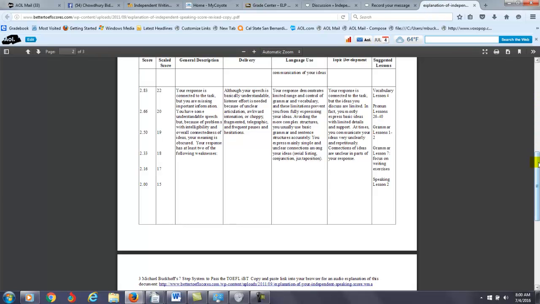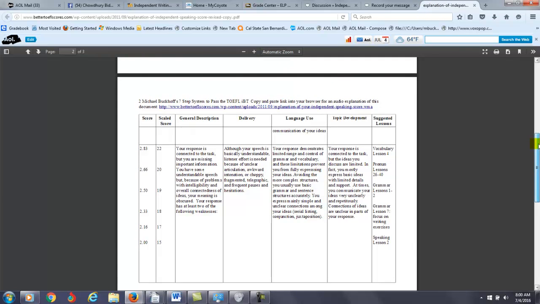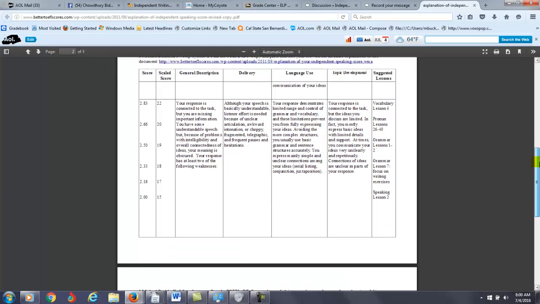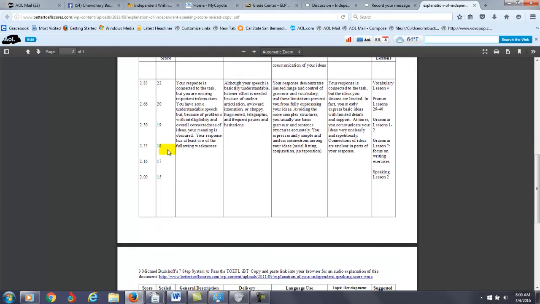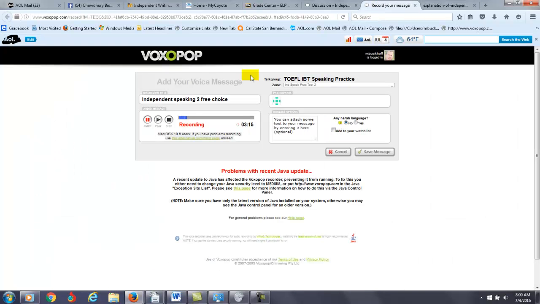So I think those are some delivery issues. I think maybe some topic development issues also, because you're not able to give enough specific details for your ideas. I'm going to put you here at about 2.3 out of 4, 18 points out of 30 on this practice test.